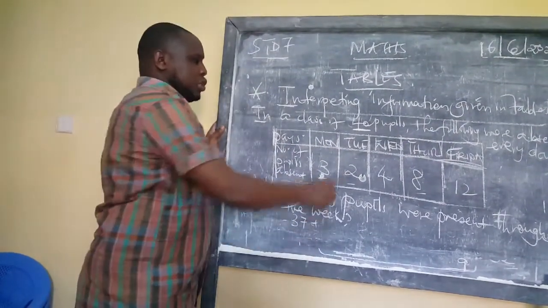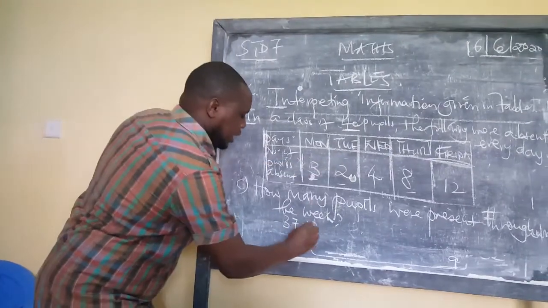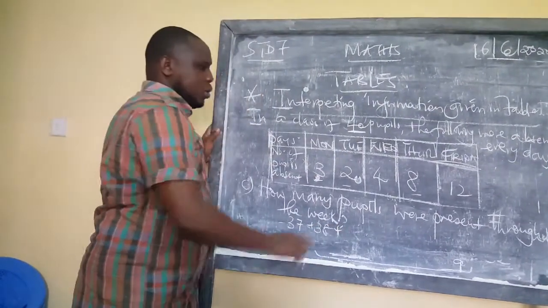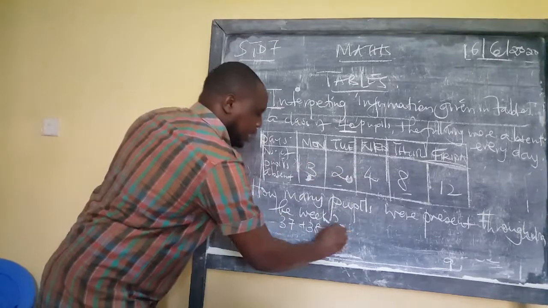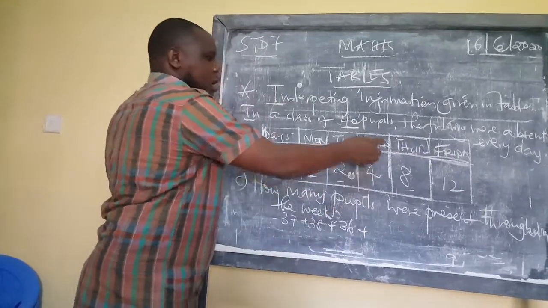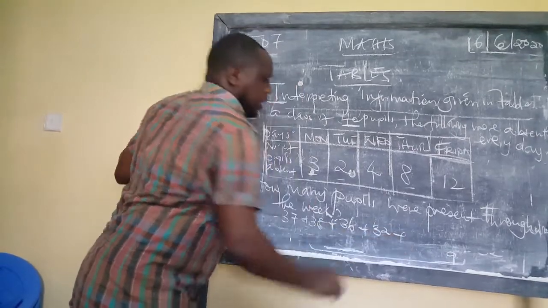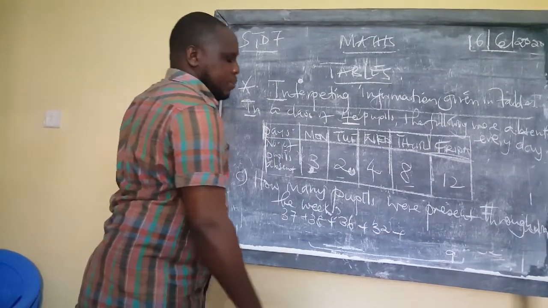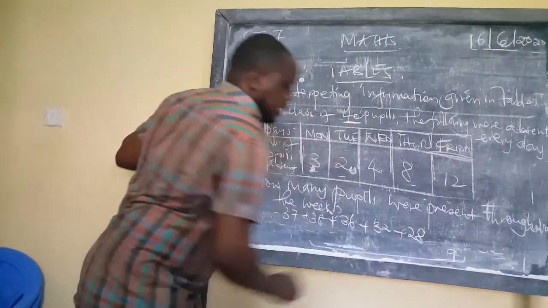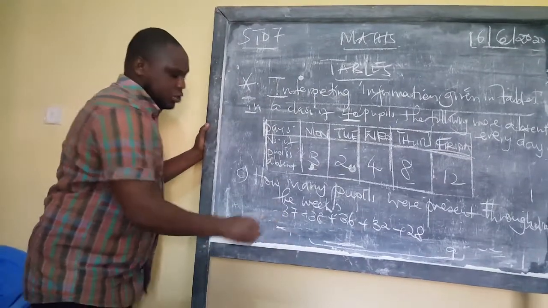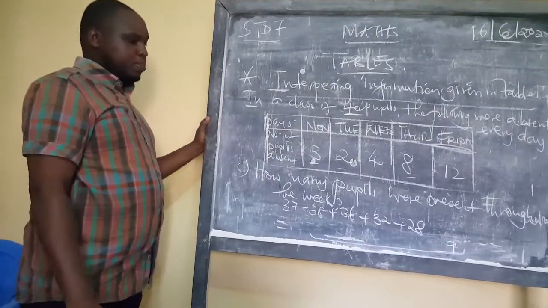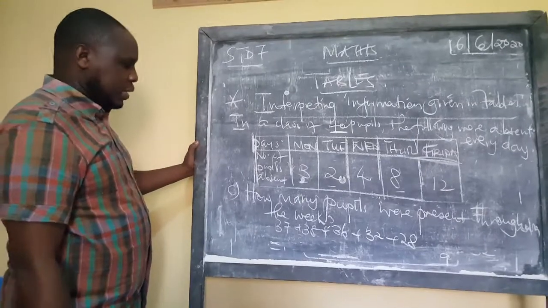Plus on Tuesday, 40 minus 2, 38. Plus on Wednesday, 40 minus 4, 36. Plus on Thursday, 40 minus 8, 32. And then on Friday, 40 minus 12, 28. Then you get the total of that. That is the total that will give you those people who showed up during that week.